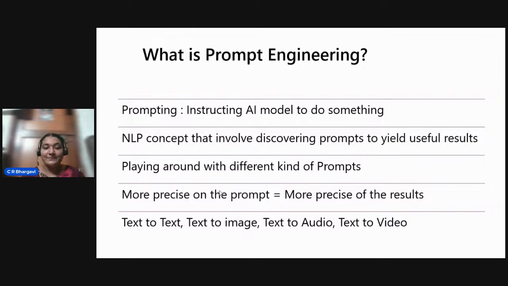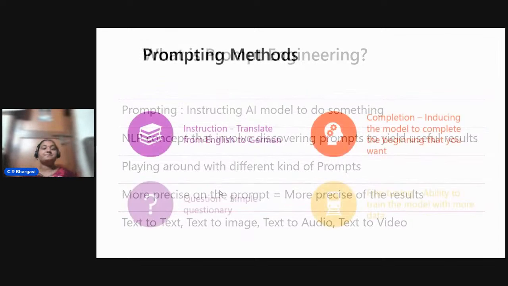It's directly proportional, and your prompts can be in terms of text or image or audio or video or anything of that sort. And all that you give to the model is called the prompt, and all of it falls under what is called prompt engineering.